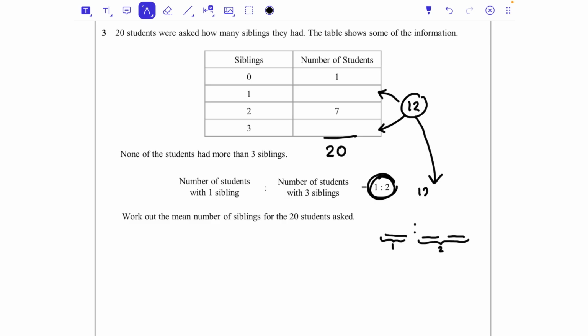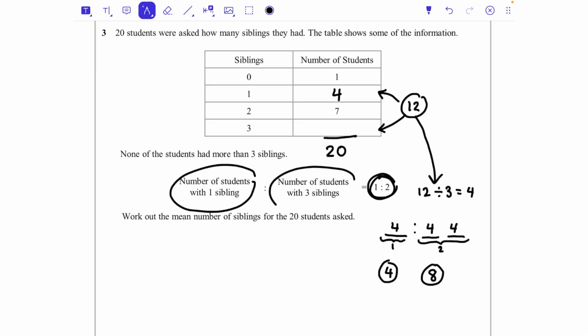So altogether we need to take our 12 and divide it into 3 equal sections, because there are 3 little lines there altogether to share it over, which is 4. If we put 4 on each line, we can see that this side is just 4, and on this side we have 8, which makes 12 and is shared in the ratio 1 to 2. So I'm going to go ahead and say that the number of students with one sibling is 4, and the number of students with 3 siblings is 8, so that goes there. That now adds up to 20.